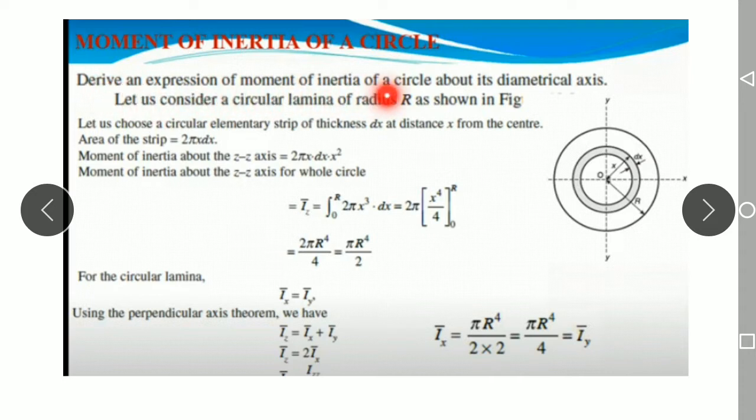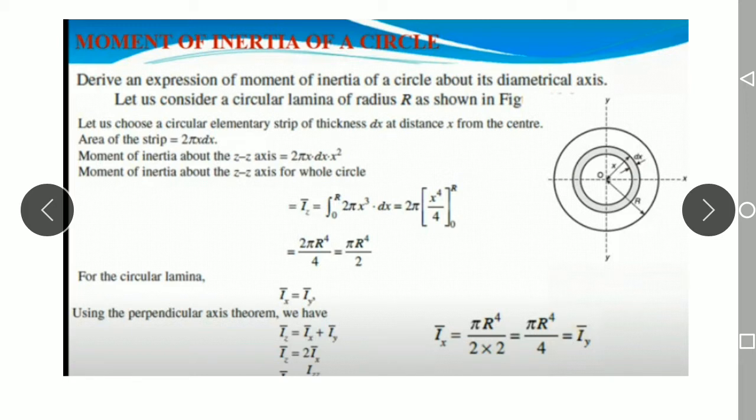Let us consider a circular lamina of radius r, as shown in the figure. Now let us take a circular elementary strip of thickness dx at a distance x from the center. This hatched portion is the elementary strip, which has a thickness dx. From the center, it has a radius x.